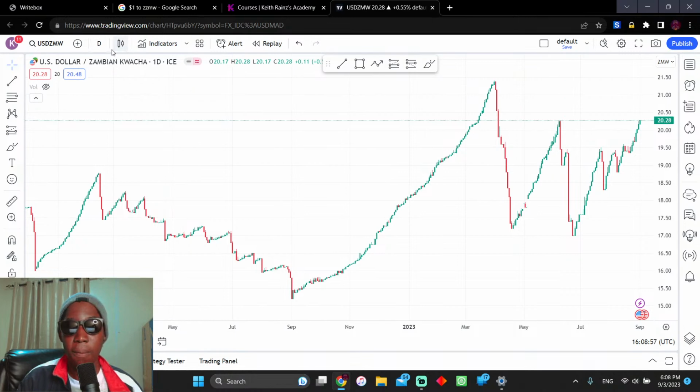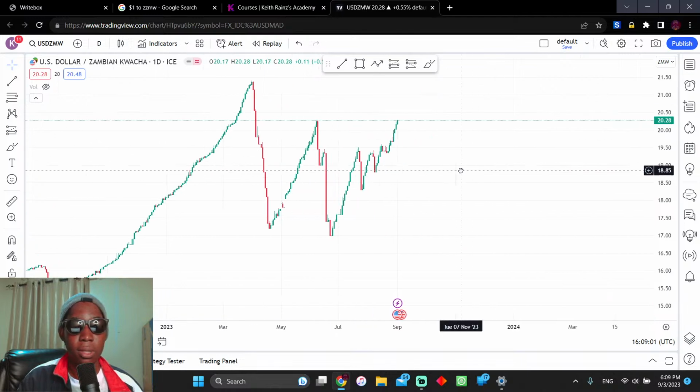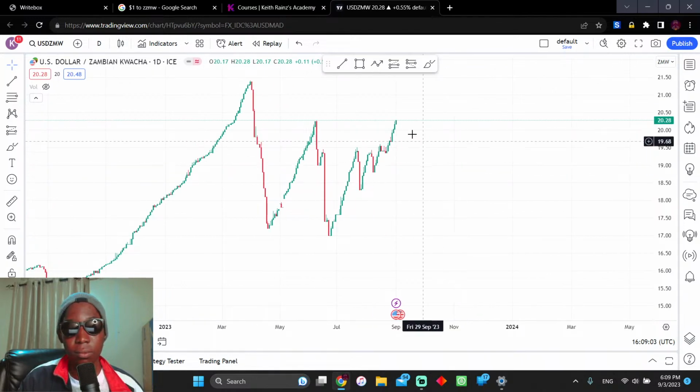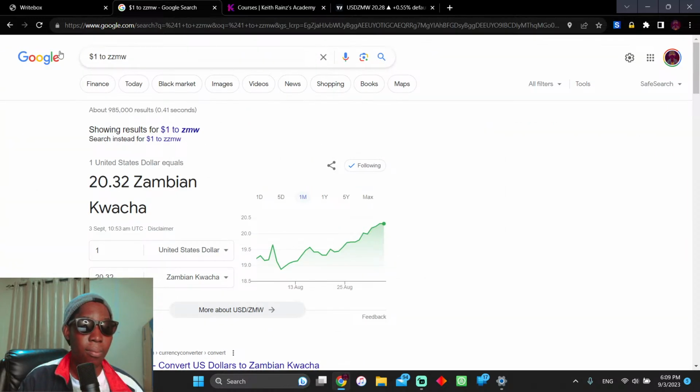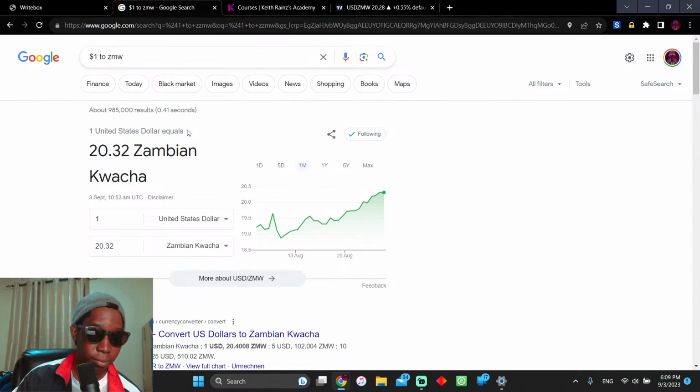Okay, so right now what you're looking at is the US dollar kwacha pair, and I'm on the daily time frame. Let's first talk about the current value of the kwacha today. As of today, $1 is equal to 20.32 Zambian kwacha. As you can see, it is 20.32 per dollar.